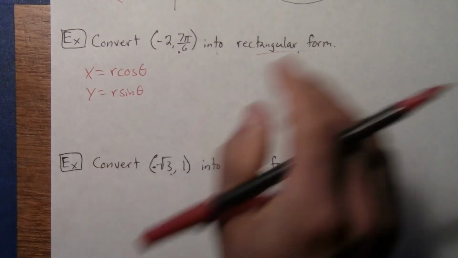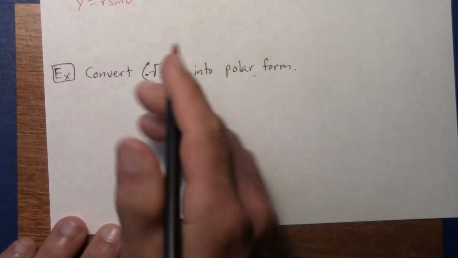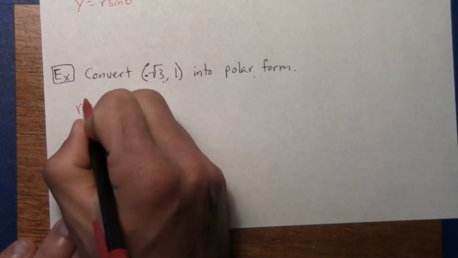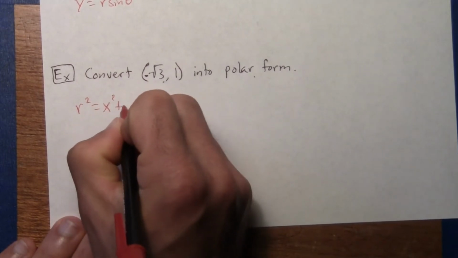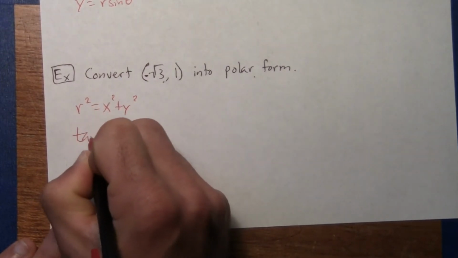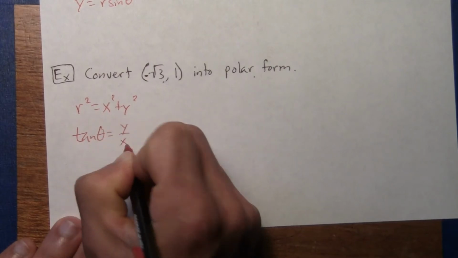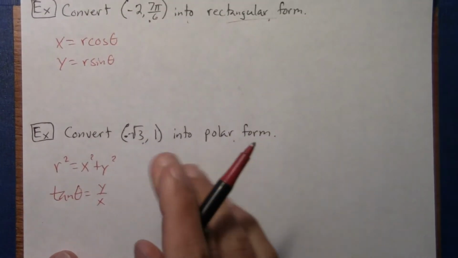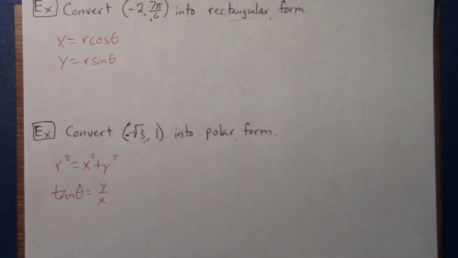And then when you want to convert into polar form, the other 2 formulas you have are r squared is equal to x squared plus y squared, and then the tangent of theta is equal to y over x. So you've got 4 identities, you just have to know which ones to use for what type of problem.